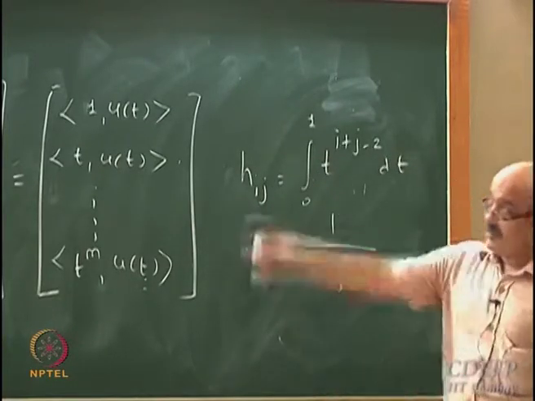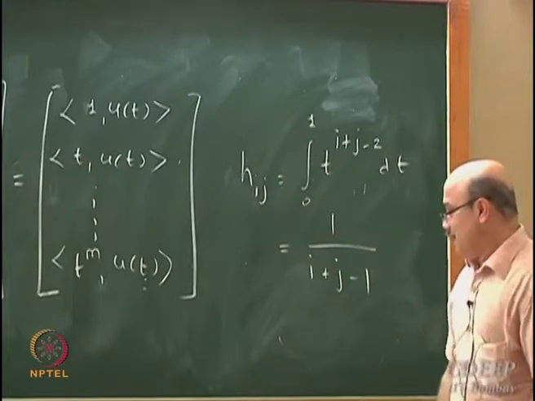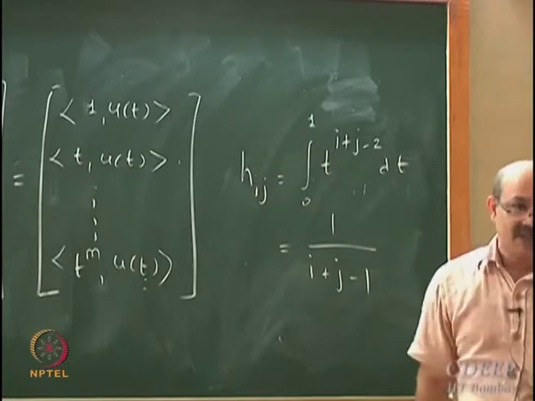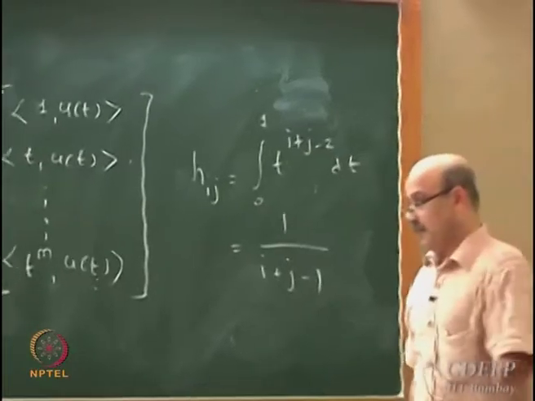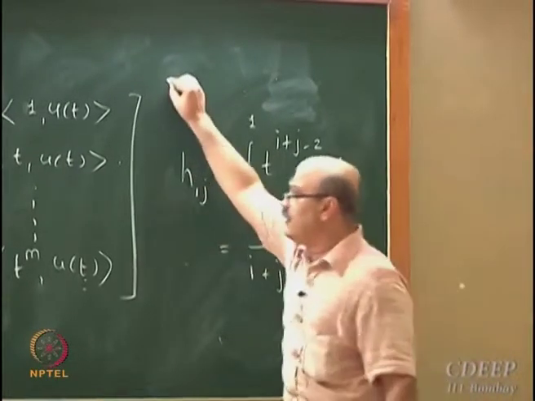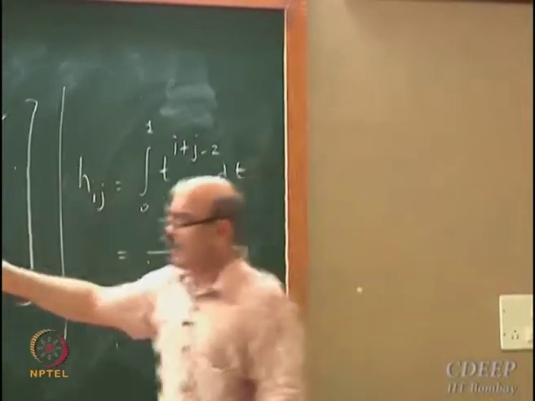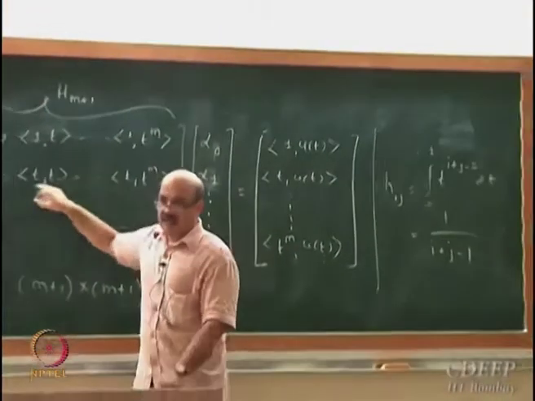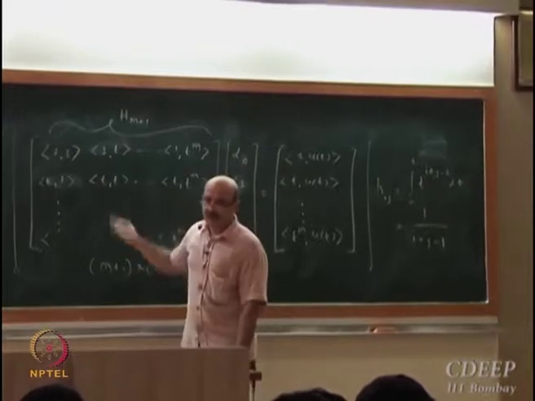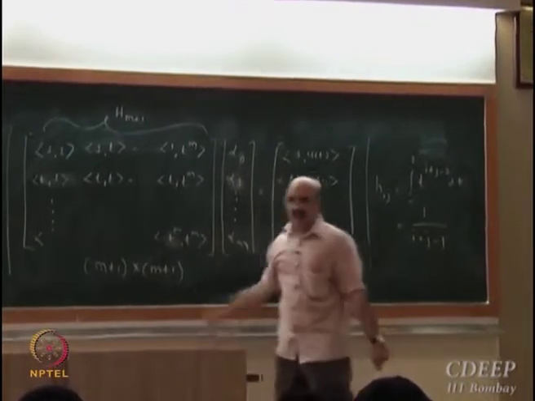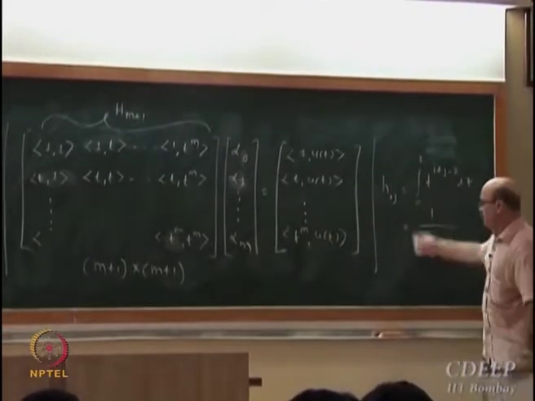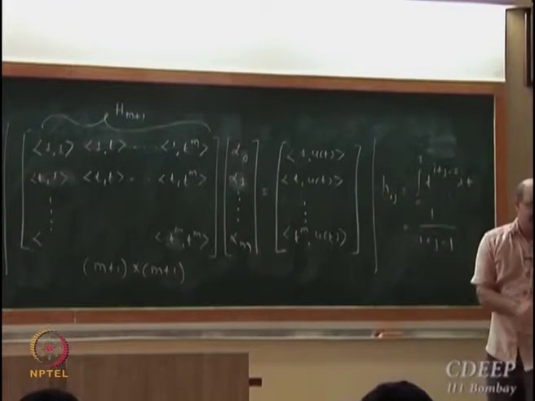Why I have called this H will become clear soon, because what you get here is a famous matrix called the Hilbert matrix. You can show that the elements of this matrix are inner products of t squared, t cubed, t to the power 4, t to the power 5. So I have just given a formula for the general ijth element of this. You can very easily verify this, you will get this.